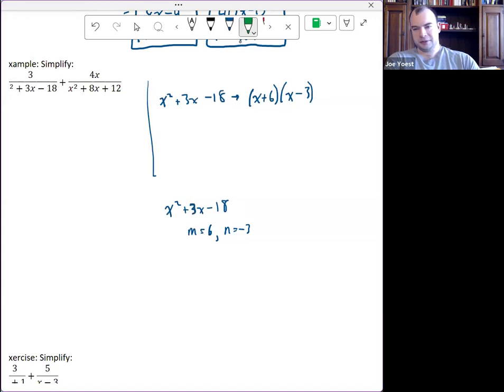What's my other denominator? x squared plus 8x plus 12. I know that 6 times 2 is 12, and positive 6 plus positive 2 is positive 8. And so I think this is going to be x plus 6. I have that same building block I can share between the two of them, but then I have an x plus 2, that's a new building block that I need.